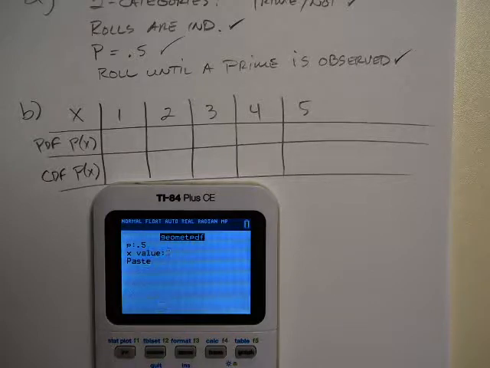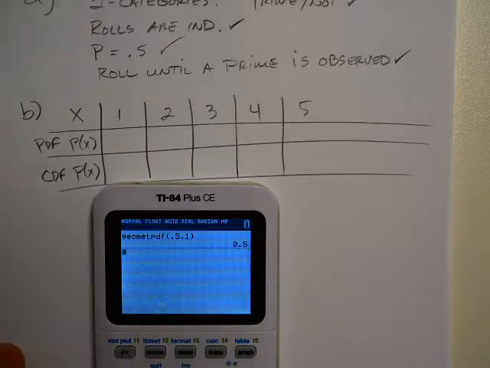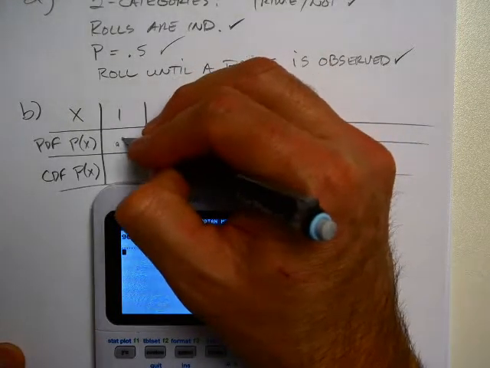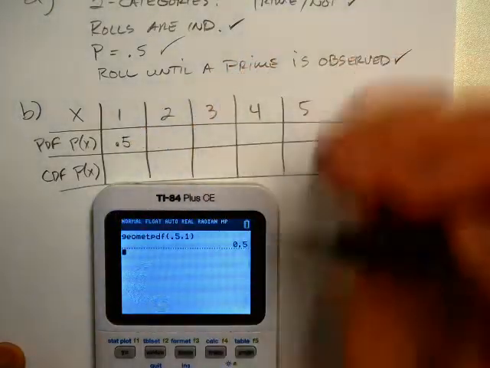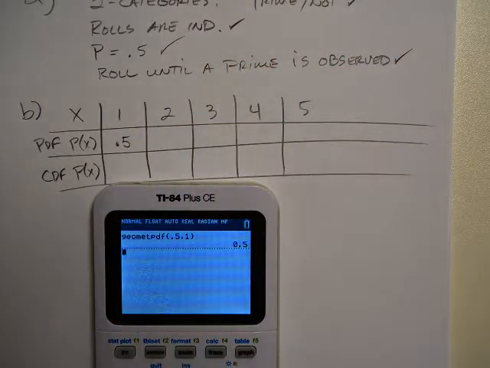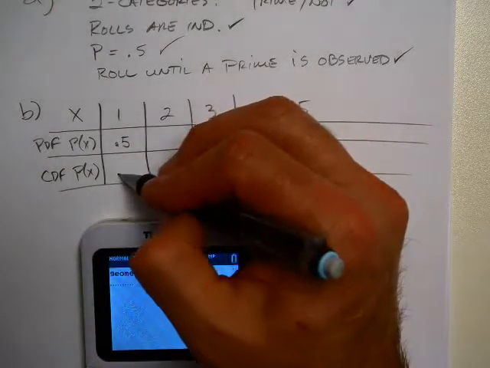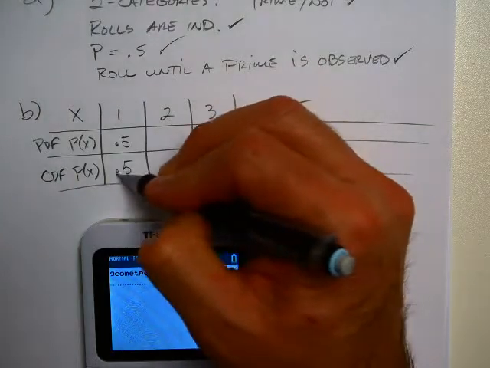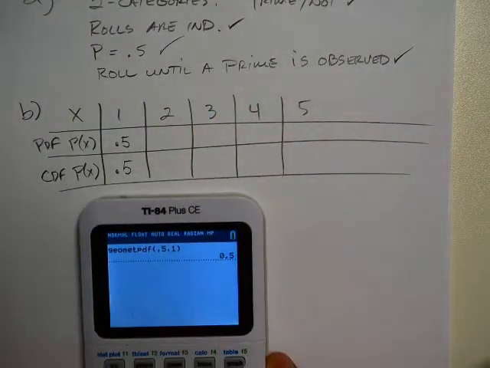Well, let's start with number 1. I bet you could have guessed that, right? 0.5. There's a 50-50 chance that we get the answer on the first roll. The CDF is going to be no different. For that first value, the PDF and the CDF will always be the same.